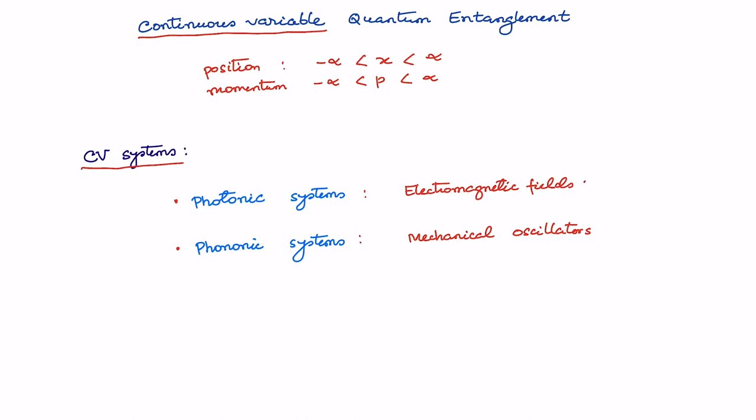Because when an electromagnetic field or a microwave field is quantized, or when you quantize mechanical oscillators, they behave like harmonic oscillators. The quanta of electromagnetic fields are called photons, and the modes of mechanical oscillators that vibrate are called phonons. Both of these combined together are called bosonic systems.